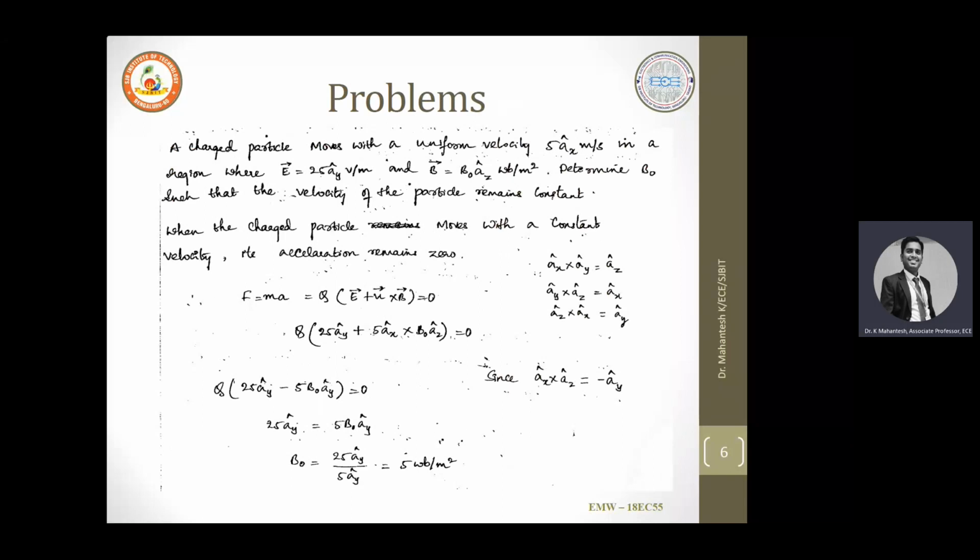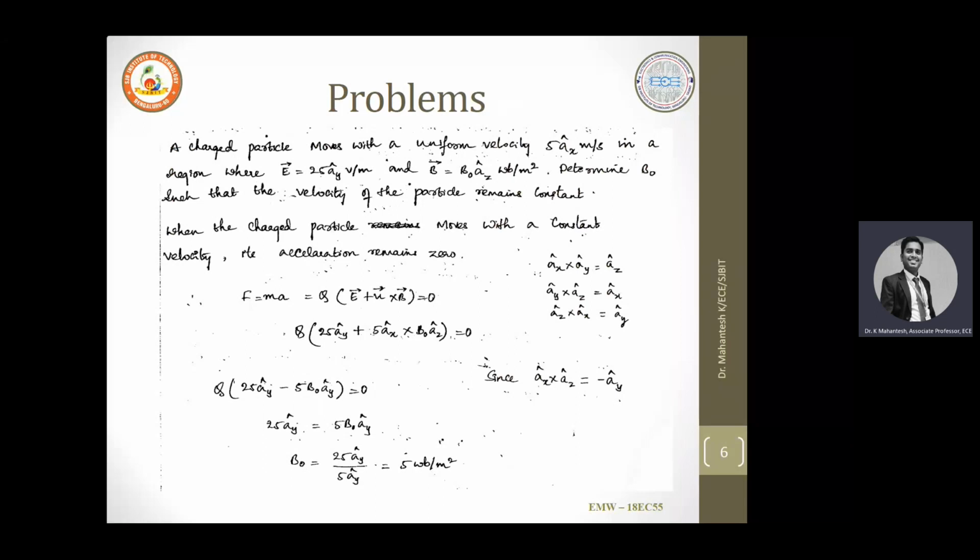Now let us try to solve some simple problems using the differential current elements as well as the Lorentz equation. A charged particle moves with a uniform velocity v in the direction a_x meters per second in a region where E is equal to 25 a_y and B is equal to B naught a_z. Determine B naught such that the velocity of the particle remains constant.